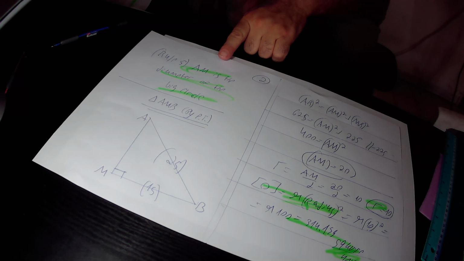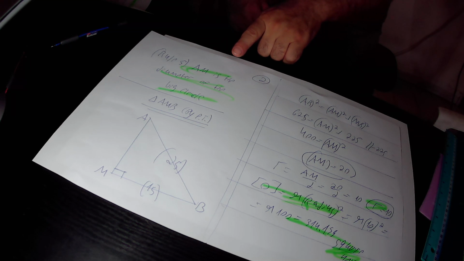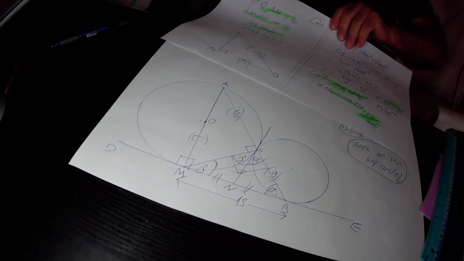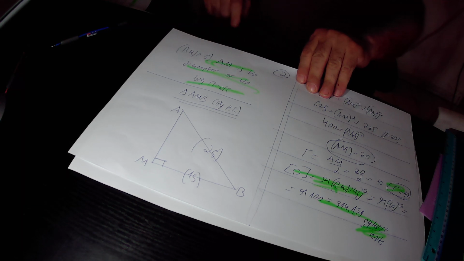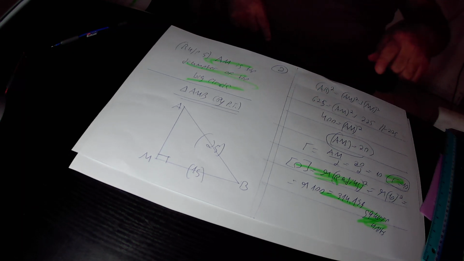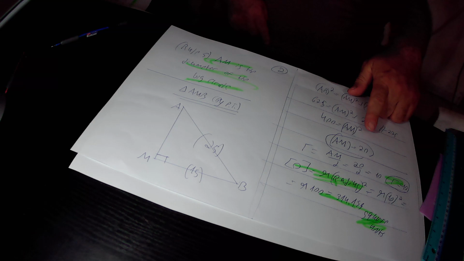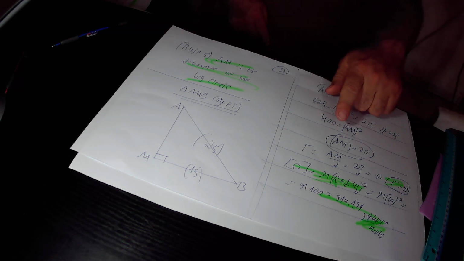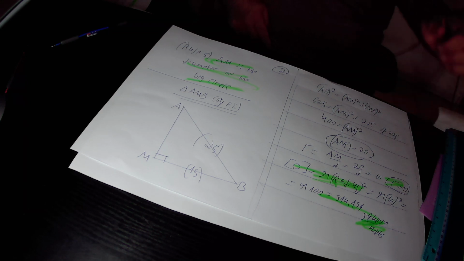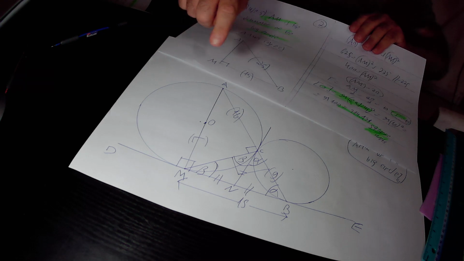AM is the diameter of the big circle. So the diameter AM of the big circle equals 20 units, and therefore the radius must be equal to half of it. That is to say, the radius must be equal to 20 over 2, that is 10. The radius of this big circle must be equal to 10 units in its length.